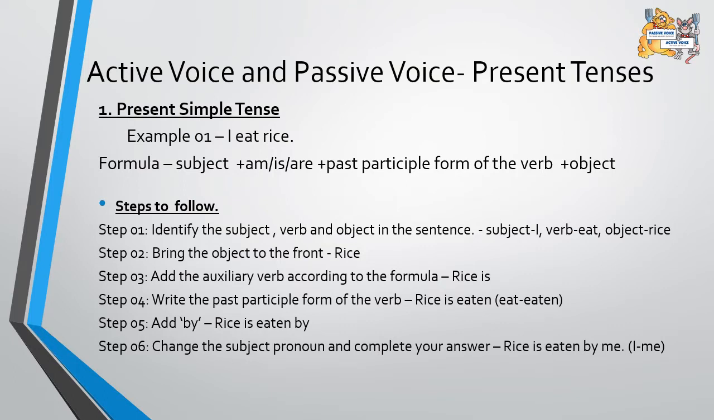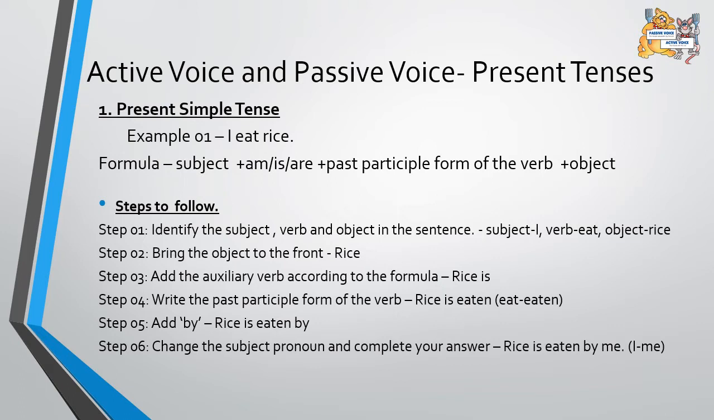Now let's see how we can make passive voice sentences. First, let's take the sentences in present simple tense. The example is I eat rice. Now identify the subject, verb and the object of this sentence. I is the subject because I is the doer of the action. Eat is the action, so eat is the verb.